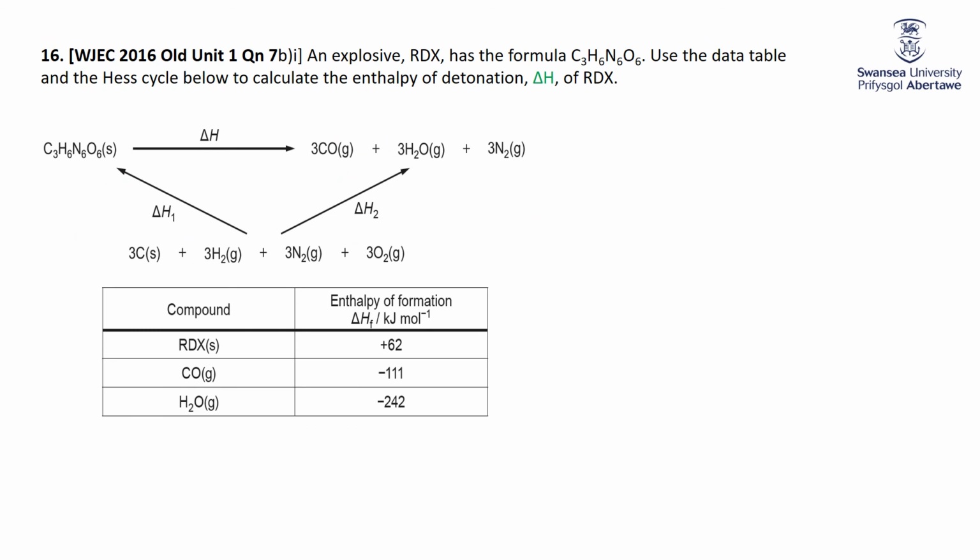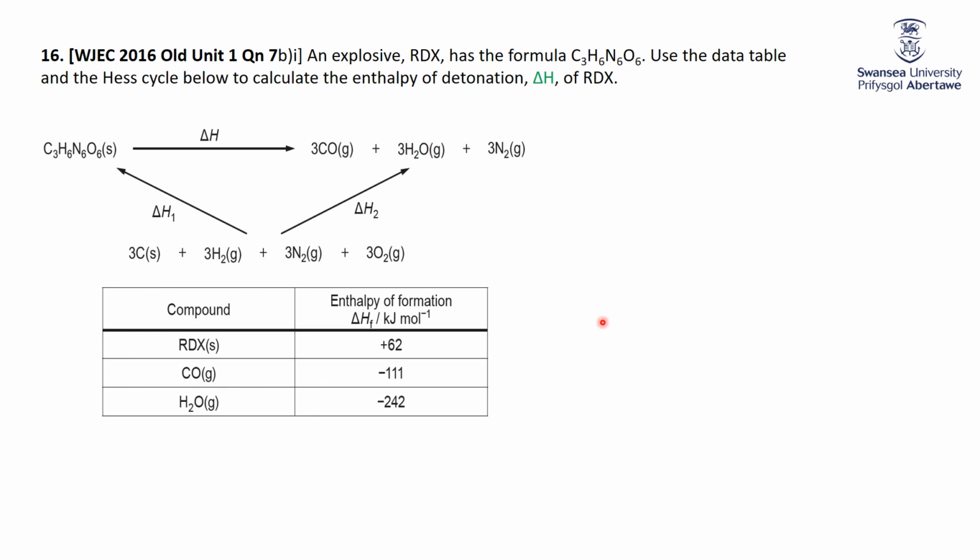And a nice little triangle here. Explosive RDX has this formula, so there's RDX. Use the data table on the Hess cycle to calculate the enthalpy of detonation, delta H, of RDX. So when we detonate it, it turns into CO, water, and nitrogen gas.